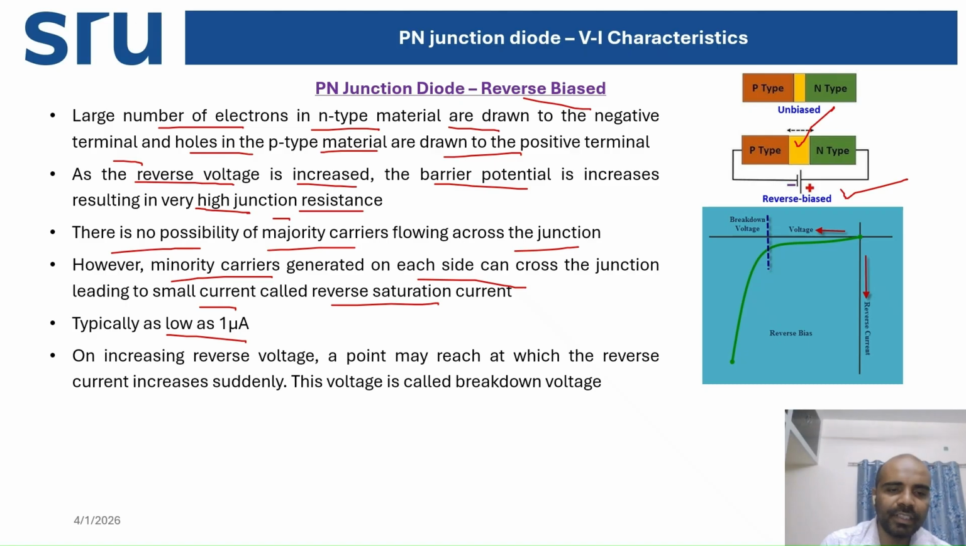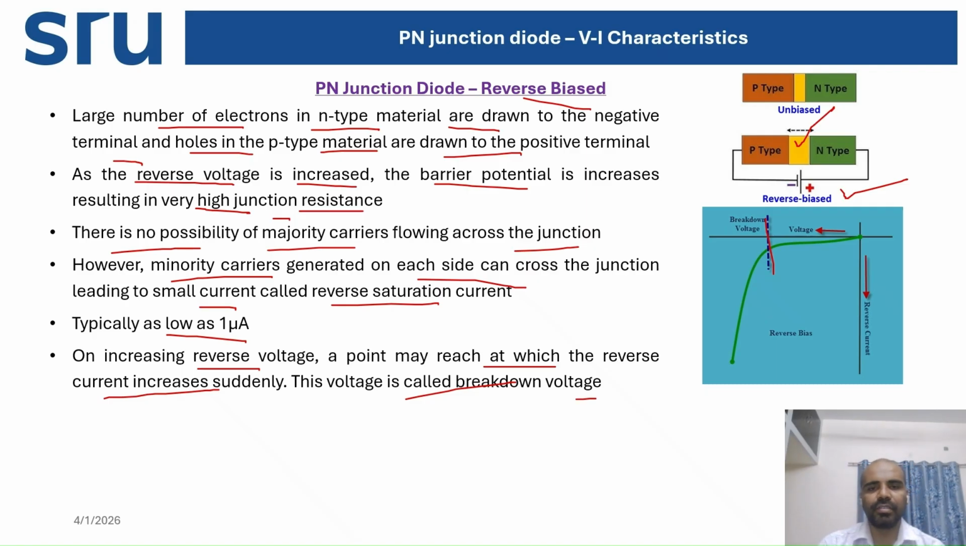On increasing the reverse voltage, there is a certain point known as the breakdown point or breakdown voltage at which the reverse current increases sharply or suddenly. After the breakdown voltage, the reverse current increases sharply, right? This voltage is known as the breakdown voltage.